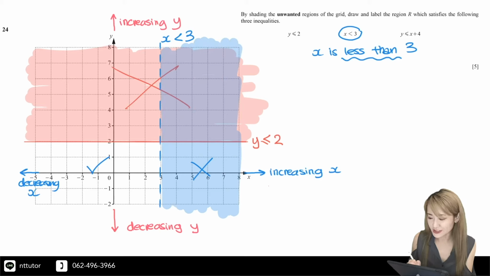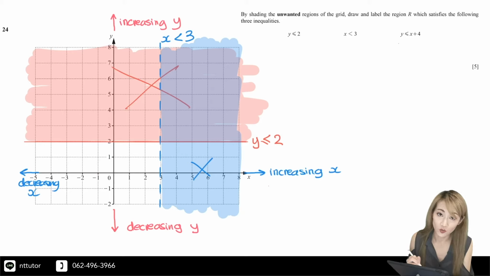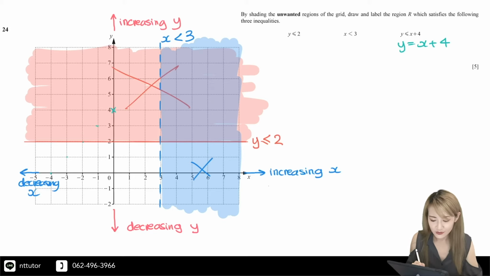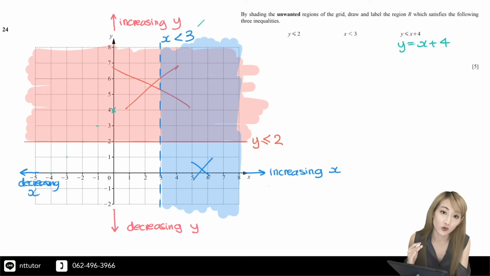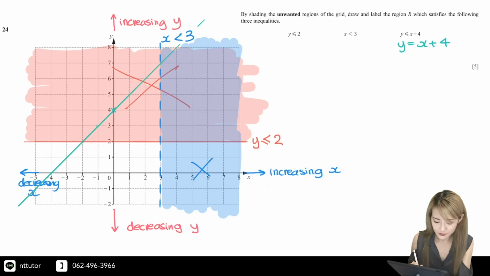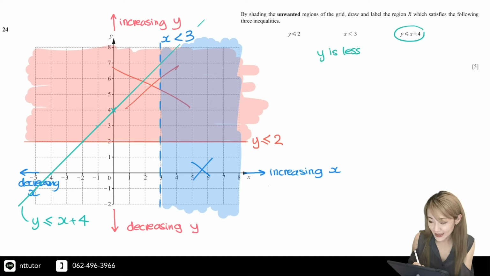the last inequality is y is less than or equal to x plus 4. So we need to draw the line y equals x plus 4. Okay, it crosses the y-axis at 4. It has a gradient of 1, so it will look like that. And this will be a solid line because it's less than or equal to. So we want y less than or equal to x plus 4.